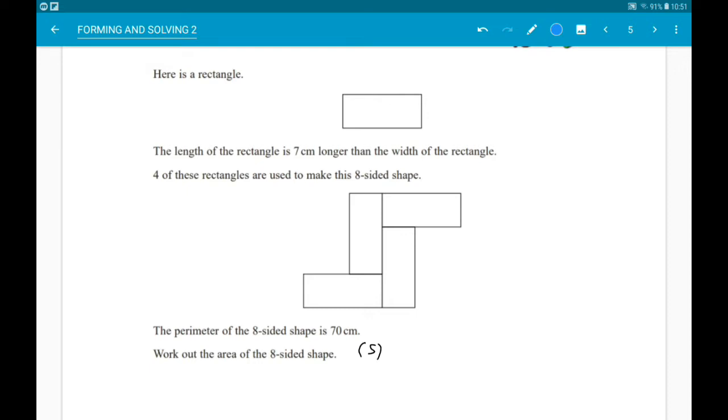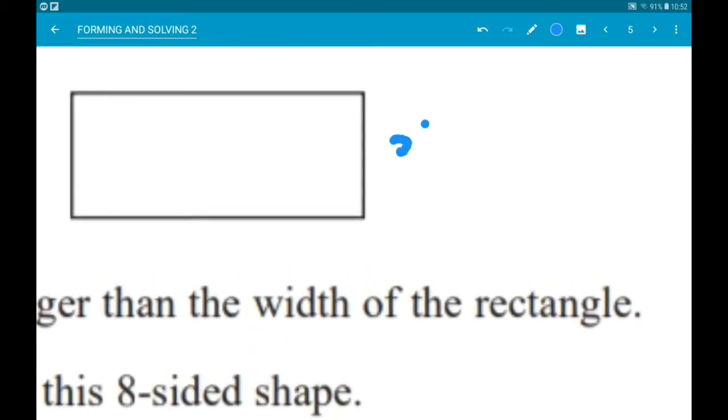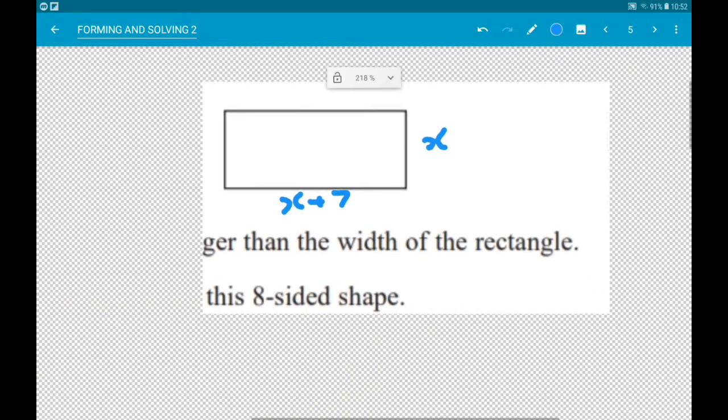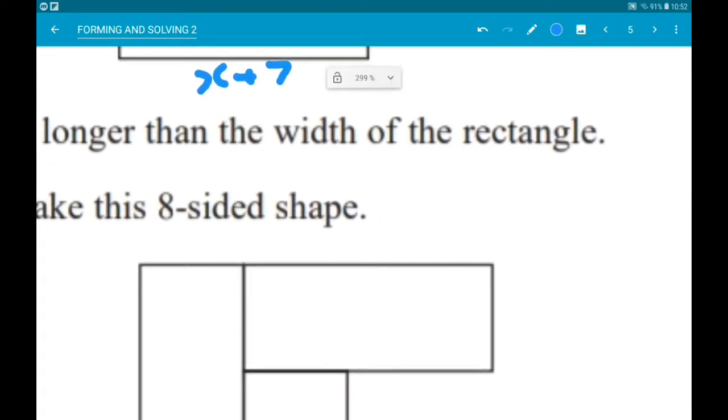So the first thing to do is to name the lengths of the rectangle. So let's call the width x, and then the length is x add 7. Okay, now we're going to go around the 8-sided shape and label each side. So on top we have a width x and a length x add 7. Altogether that's 2x add 7.